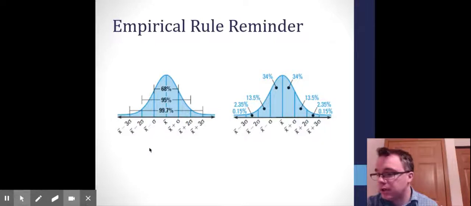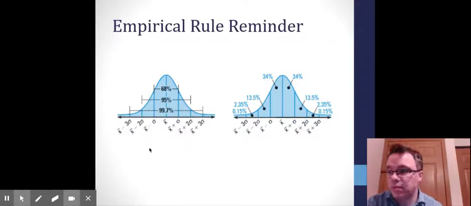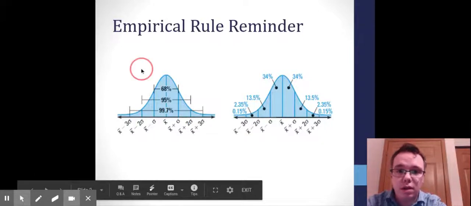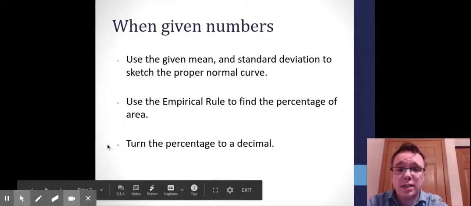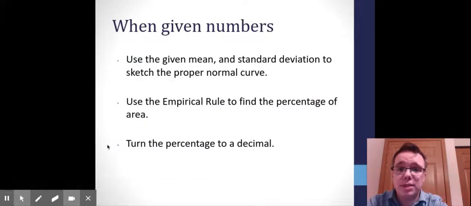Now, yesterday we just used arbitrary means and standard deviations to find probabilities. Today we're actually going to be using numbers. So we're going to do an example. You're going to want to write these steps in your notebook, so I'm going to take a minute here to pause so you can pause the video and write these down in your notebook.